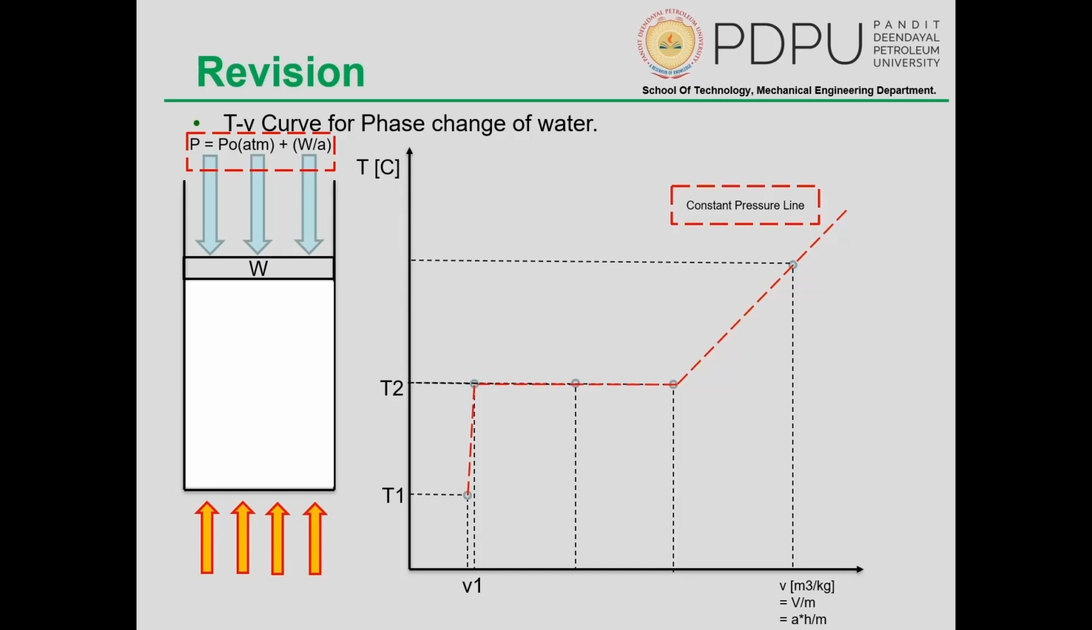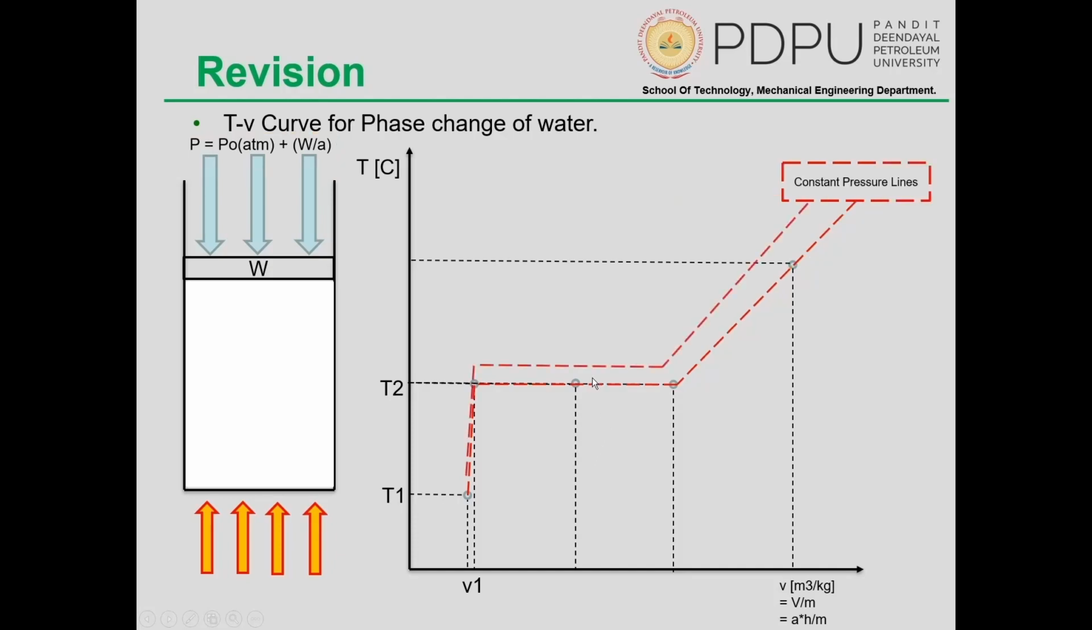So again, if I want to redo the experiment, but now I would like to increase the weight of this piston, inherently increasing the pressure, I will get a curve something like this. So the upward shift is due to the increase in the pressure. Similarly, you will get a downward shift if there is a decrease in the pressure. So for now, let's look at what will happen if the pressure is increased.